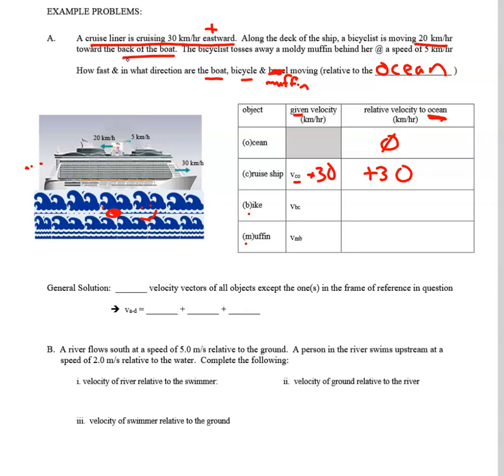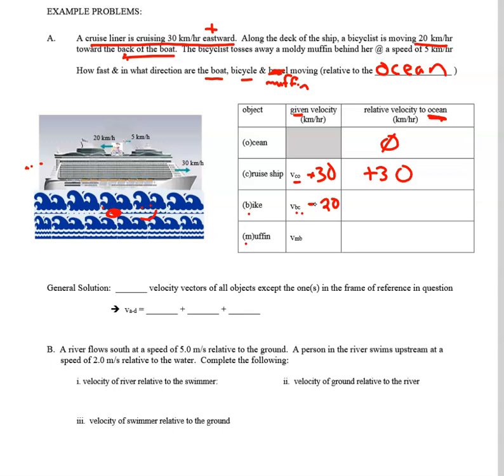So if we say it's moving 20 kilometers per hour towards the back of the boat, then we can say, and we go down here, the VBC, that's the velocity of the bike relative to the cruise ship, is 20. And since it's going towards the back, the opposite direction as forward, or back would be west, that'll be negative.